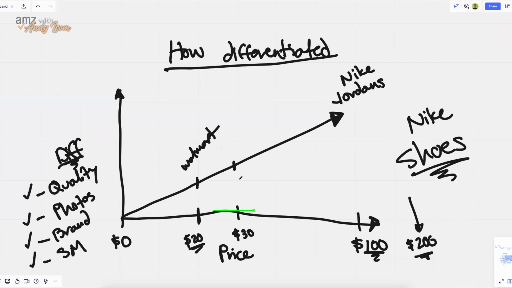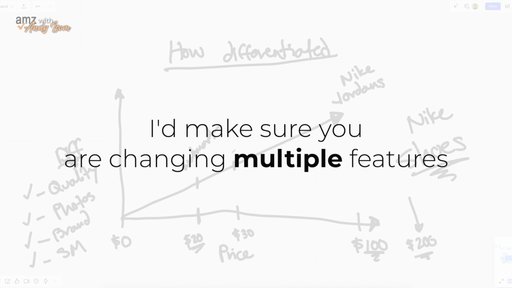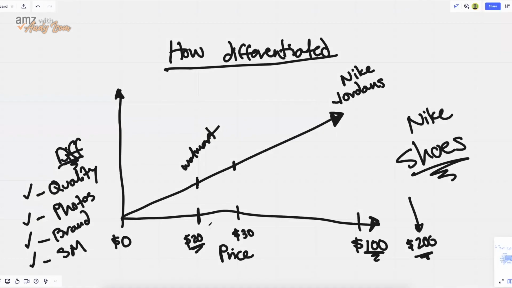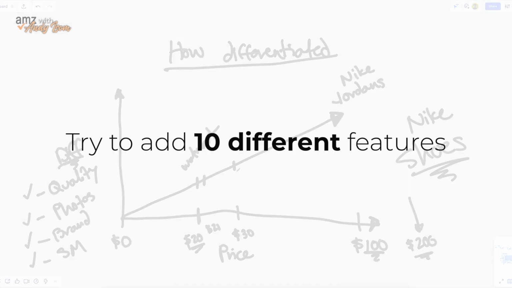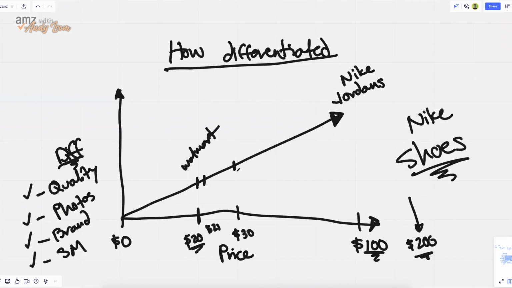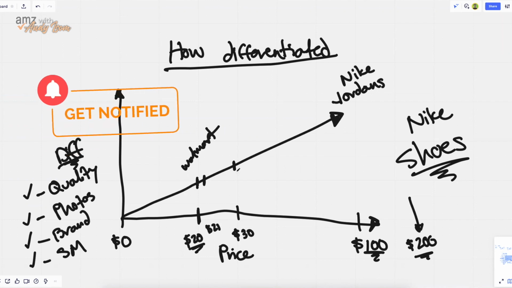But if you're going to push $30 for your price point compared to 20, make sure you have added the differentiation that's necessary. I wouldn't just change one little feature; I'd make sure you're changing multiple features. Now, if you're going to charge $21, maybe you can get away with one little feature, charging $1 more than your competition. You want to charge $10 more? Maybe let's try to add 10 different features. Obviously, that doesn't mean one feature per dollar. That's not how it works, but it's just an example.